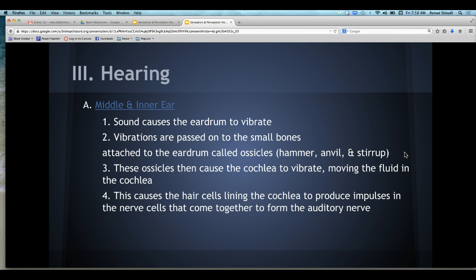Then the nerve cells in your nose are actually the hairs, right? Are the hairs actually nerve cells or are they just hairs? I think they're just hairs. Don't hold me on that, but I think they're just hairs.